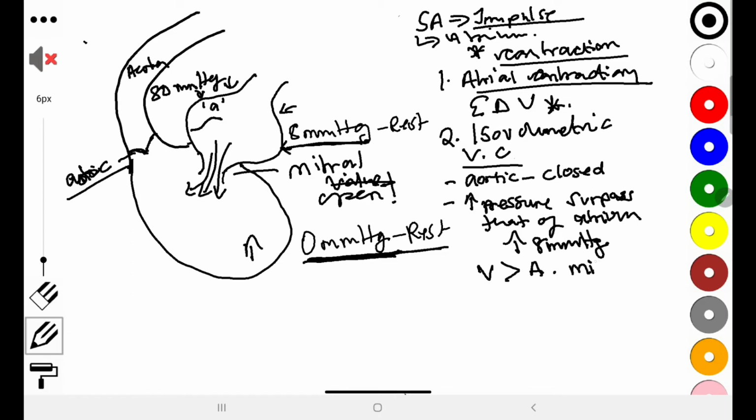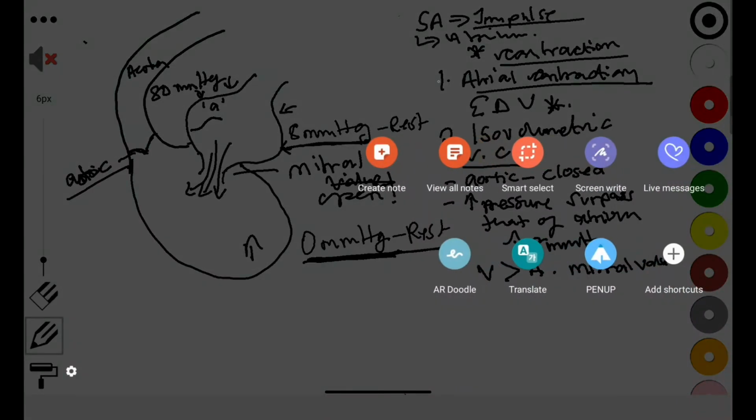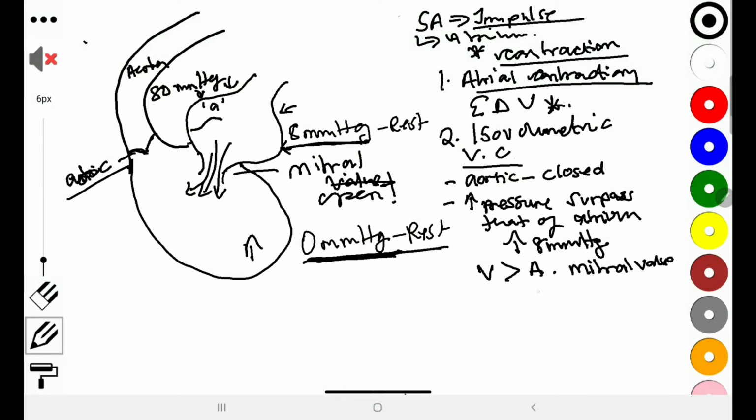We're going to have the mitral valve closed. So because the mitral valve is closing, what we have is this arrangement. I'll talk more about the mitral valve closing at this point, but for now I just want to say the mitral valve has closed.